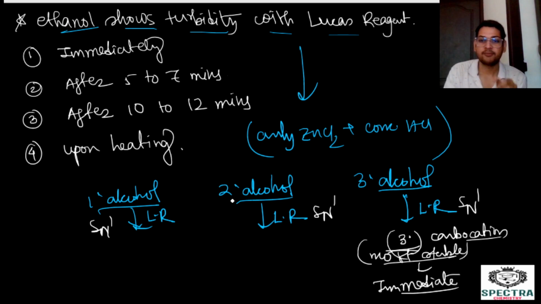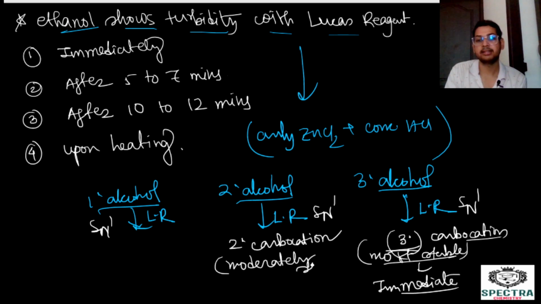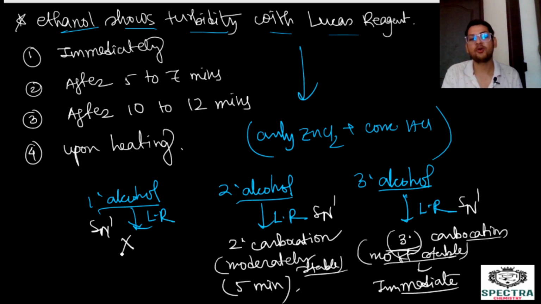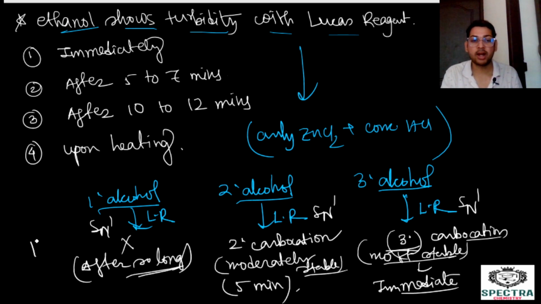Okay, sir, I understand. From 2-degree alcohol I will get 2-degree carbocation, and I can write it's moderately stable. And moderately stable means here also I'll get turbidity, but after 5 minutes. And for 1-degree alcohol, I'll not get turbidity, or I'll get turbidity after so long. Why? Because I'll get 1-degree carbocation, and that is not stable at all.